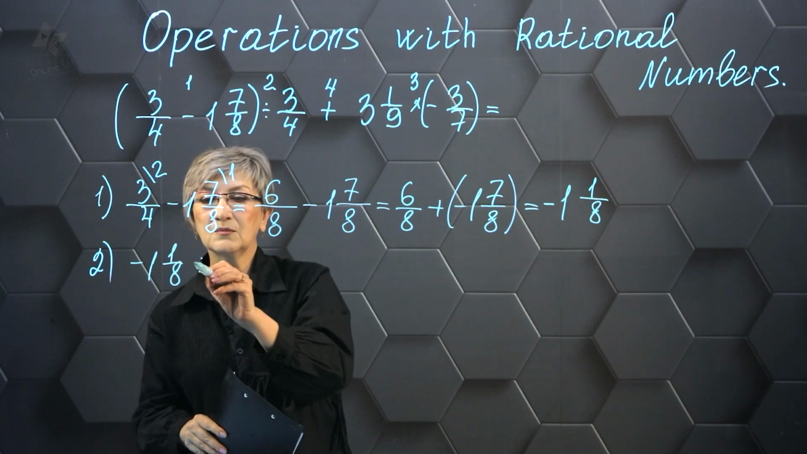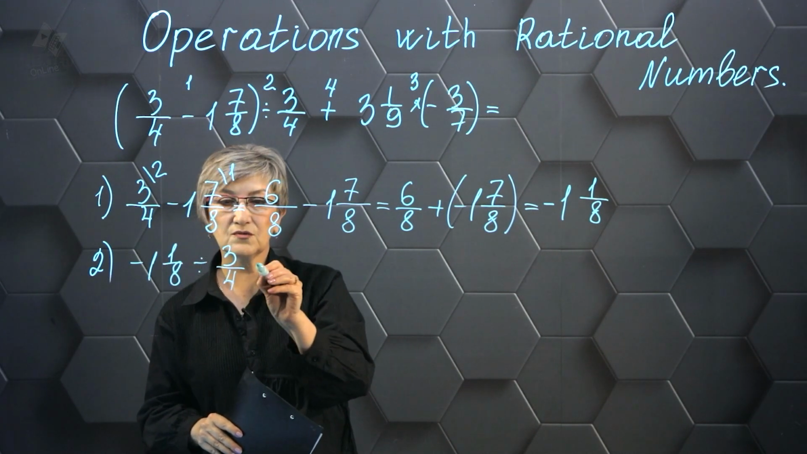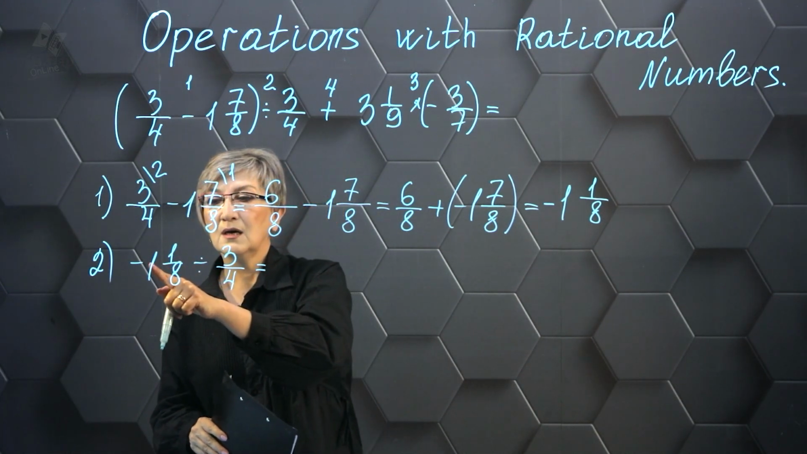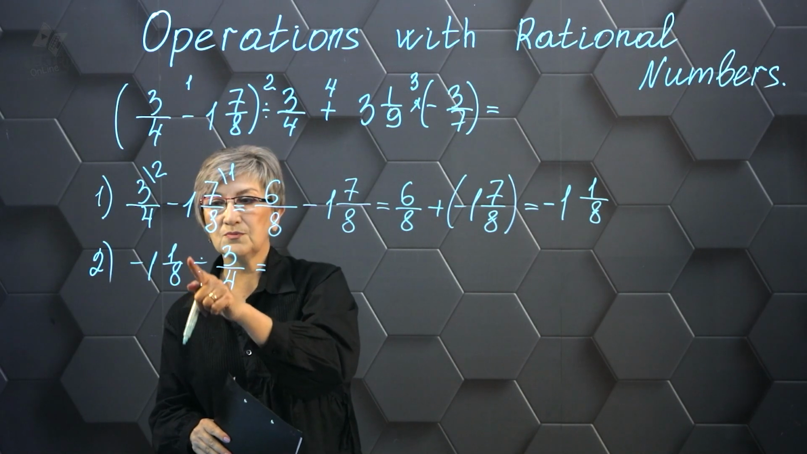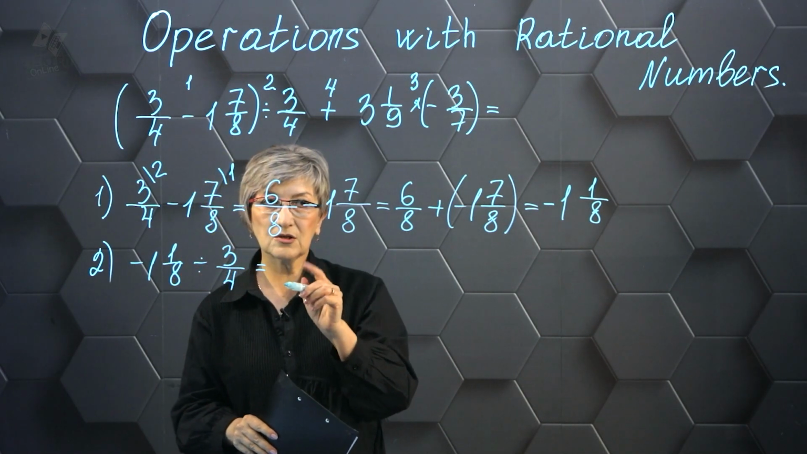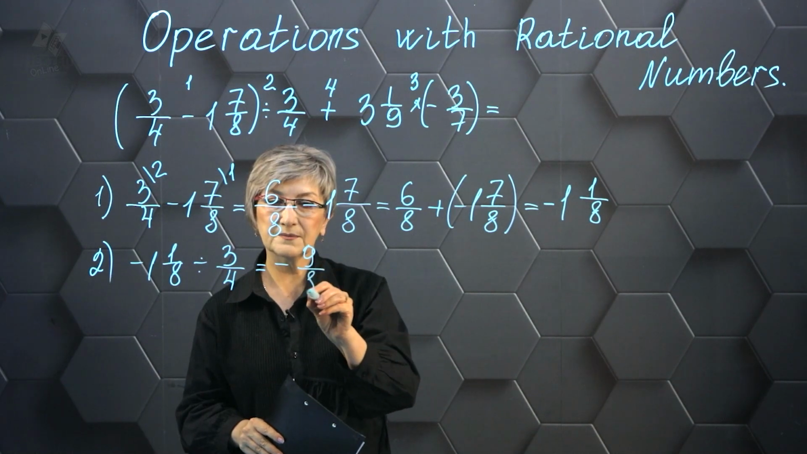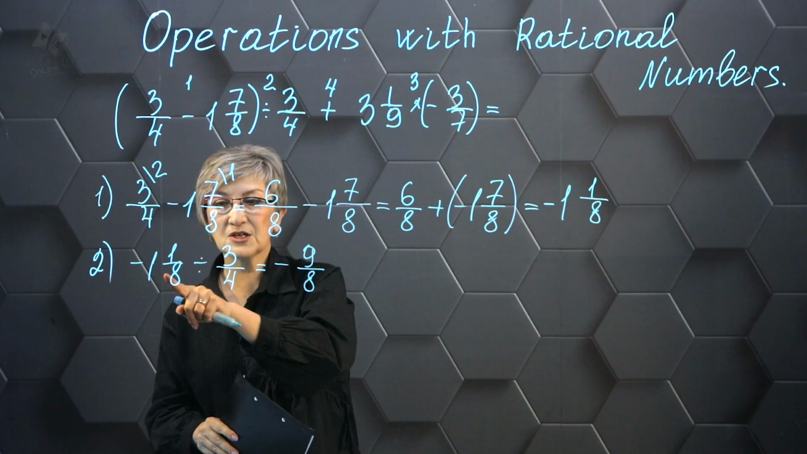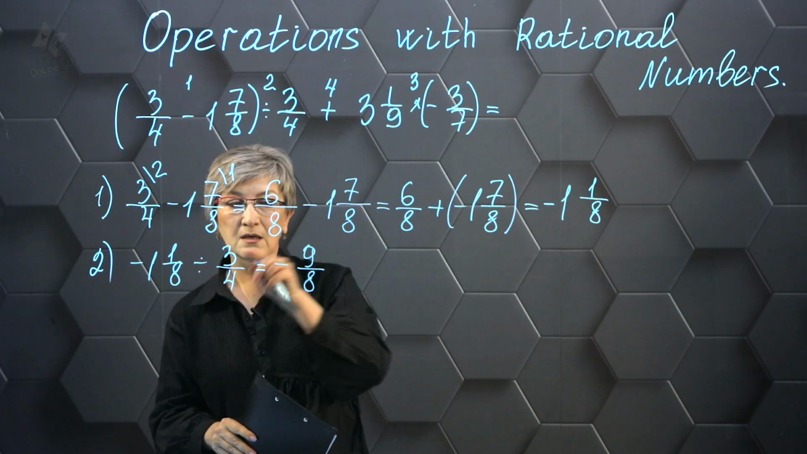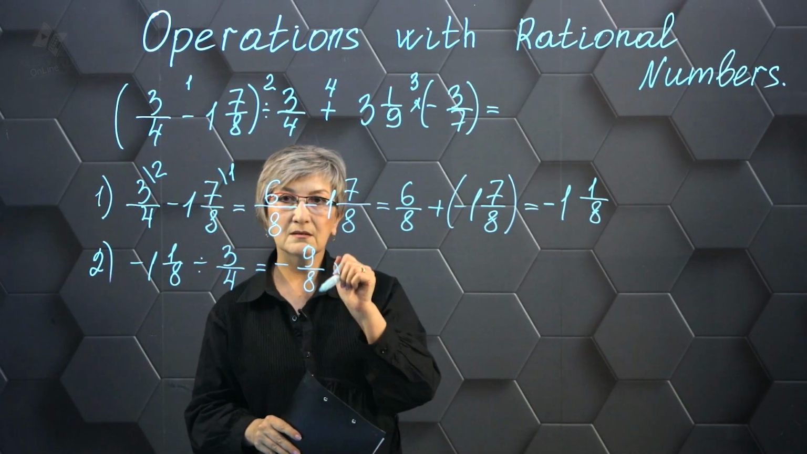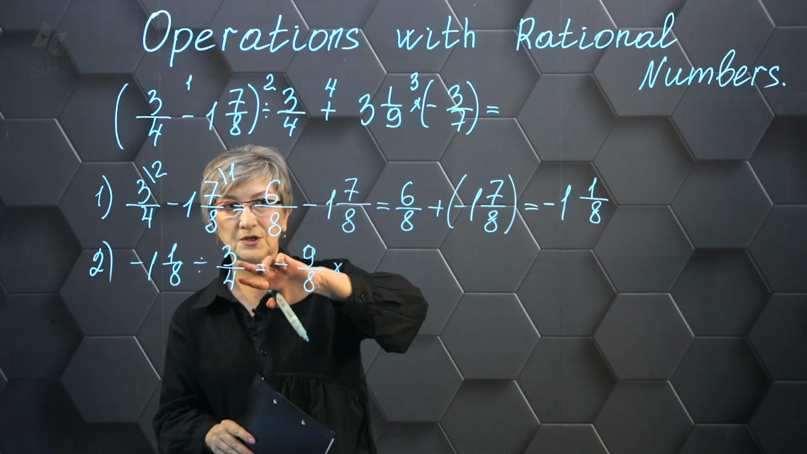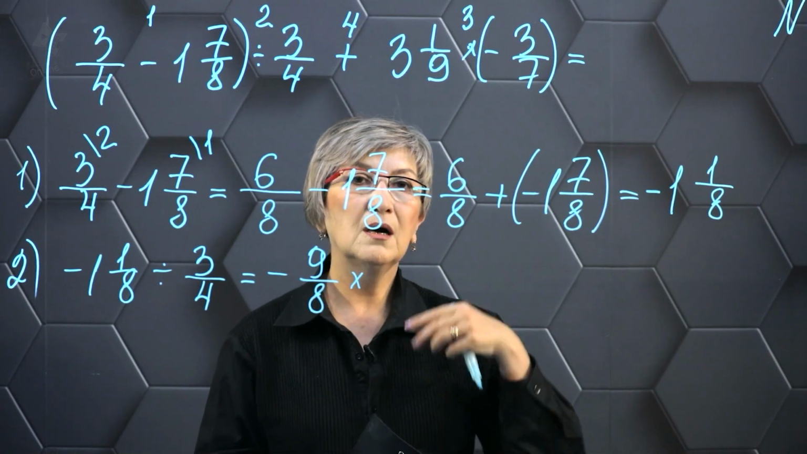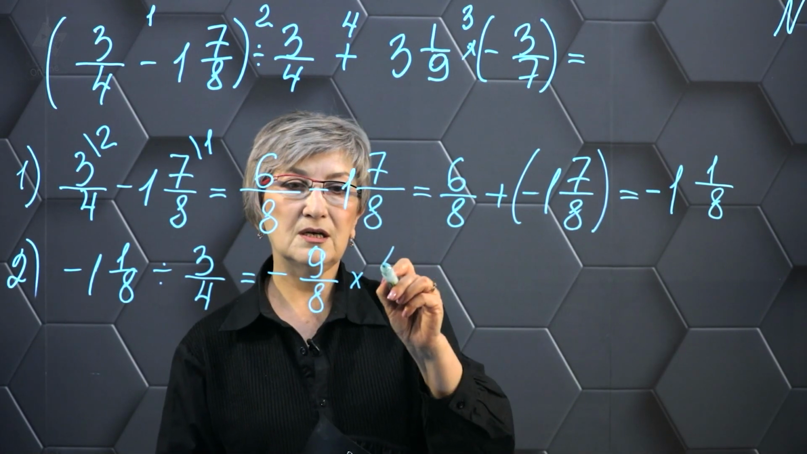We need to divide by a fraction, 3/4. We convert the mixed number to an improper fraction. 1 times 8 is 8, plus 1 is 9, that's a fraction minus 9/8. Let's immediately apply the rule of dividing by a fractional number. We'll write the division sign through multiplication and invert the 3/4 fraction. Or, as they say in math, let's find the inverse of that number. 4/3.